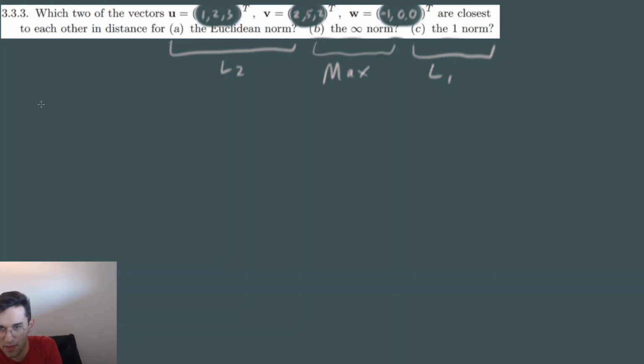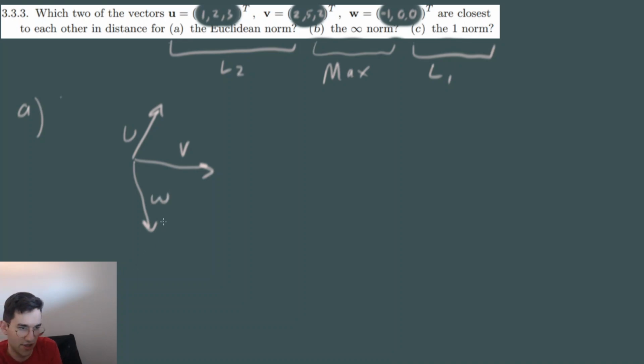So, to figure out the Euclidean norm distance, we have to do three different things. Because, let's just imagine the vectors. We have u, just shooting out there. Then we have v. And then we have w. How do we figure out which two vectors are closest to each other? What do we have to measure? Well, we have to measure the distance between w and v. We have to measure the distance between v and u. But we also have to measure the distance between u and w. So we have to measure the distance between three different norms.